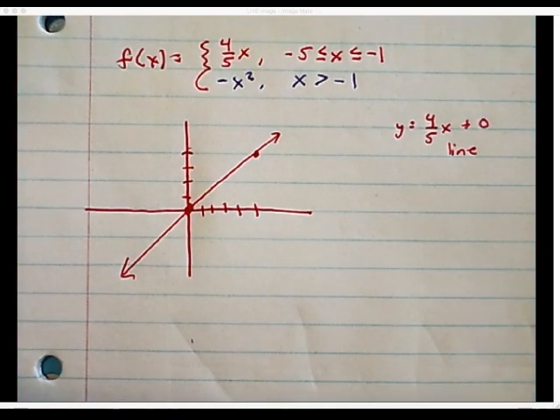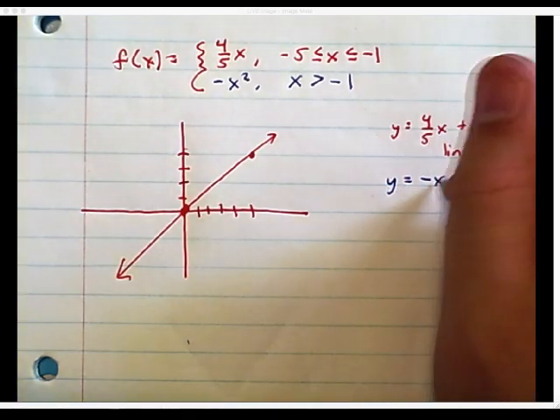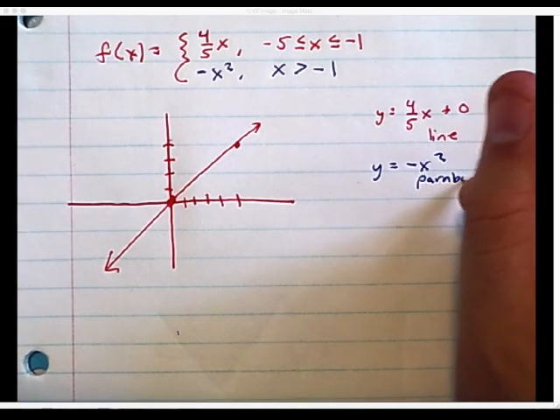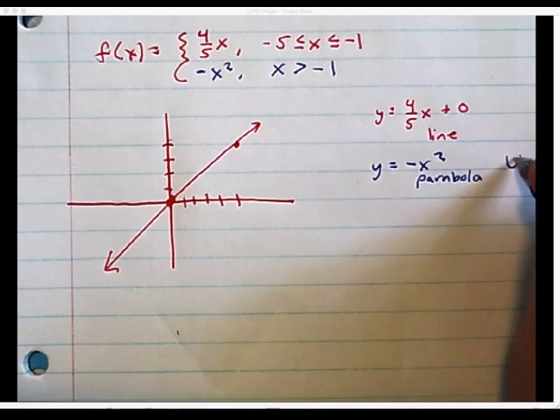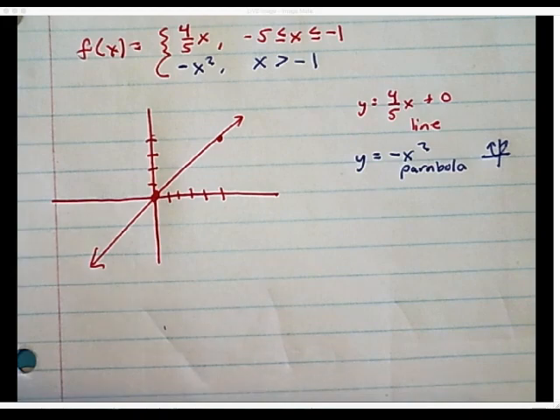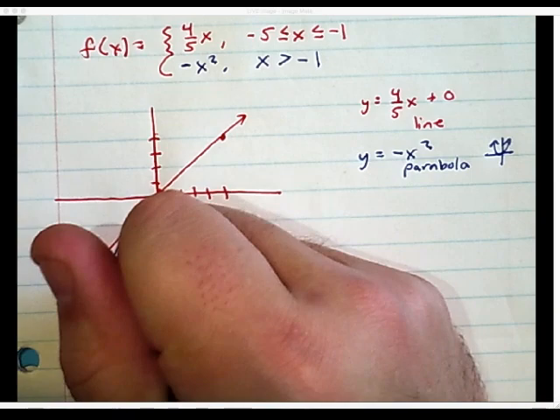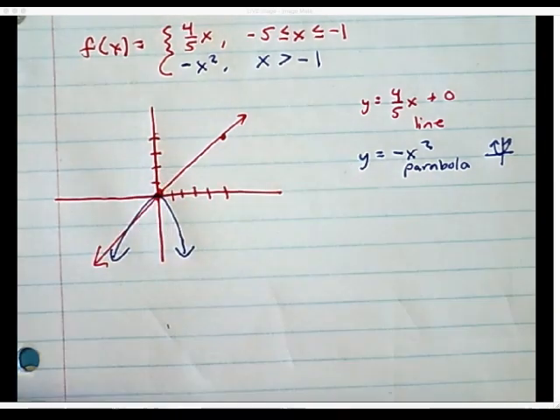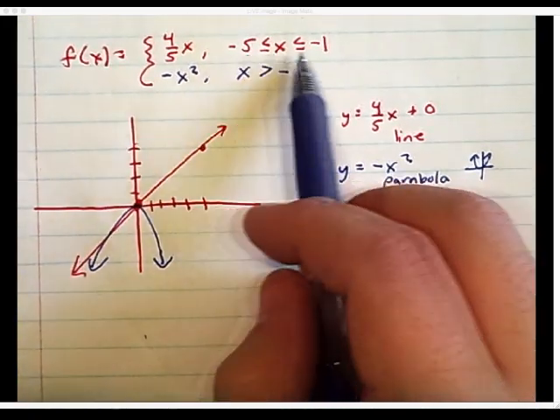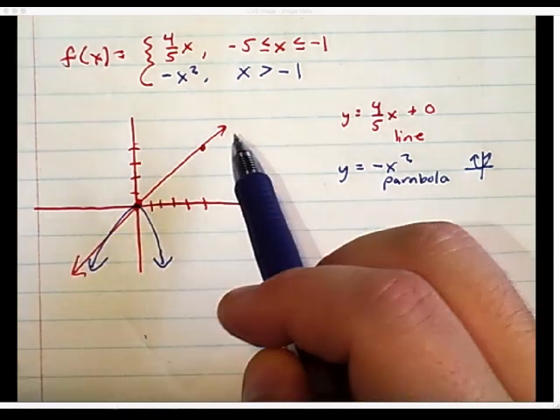Now what about if you had y equals -x squared? Hopefully you recognize that's a parabola. x squared goes like that, so -x squared would just be flipped over. So that graph would kind of look like that, the whole graph of it. But with a piecewise function, we're restricting what x is allowed to be. So we don't get a whole line, we only get part of a line.